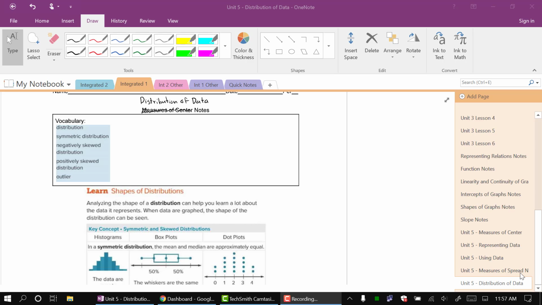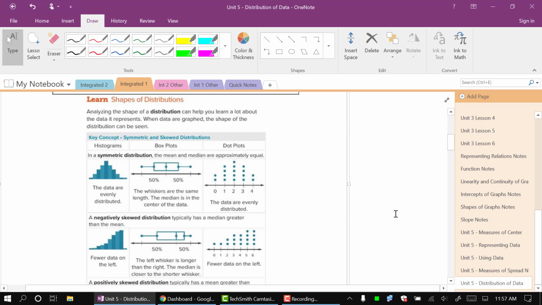So let's start off with shapes of distribution. Analyzing the shapes of a distribution can help you learn a lot about the data it represents. When data are graphed, the shape of distribution can be seen. So we have three different types of graphs that we've been working with. The first one is a histogram, the second one is a box plot, and the third one is a dot plot. So when it is symmetric, that means that what we have on the left is very similar to what we have on the right.